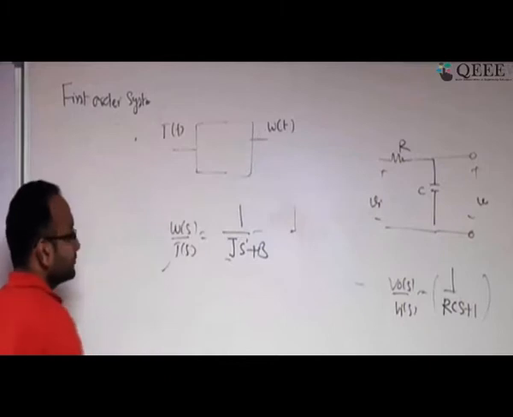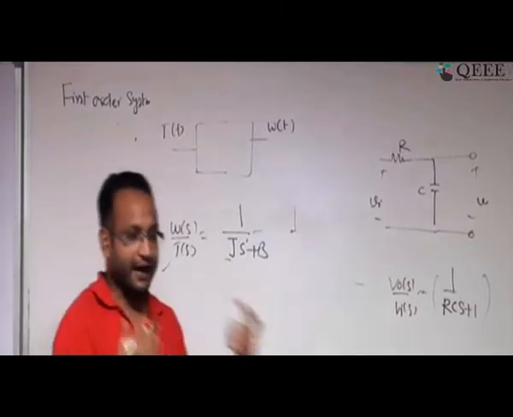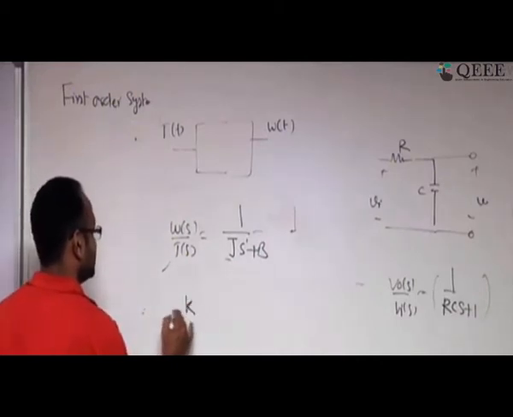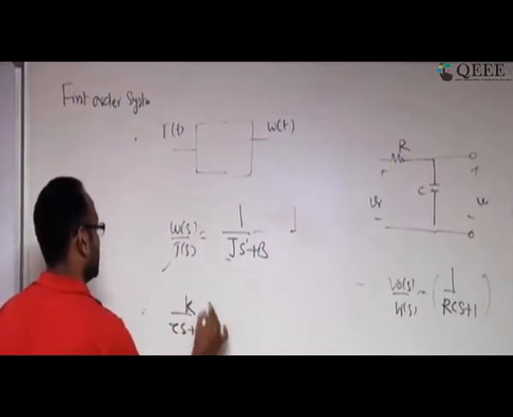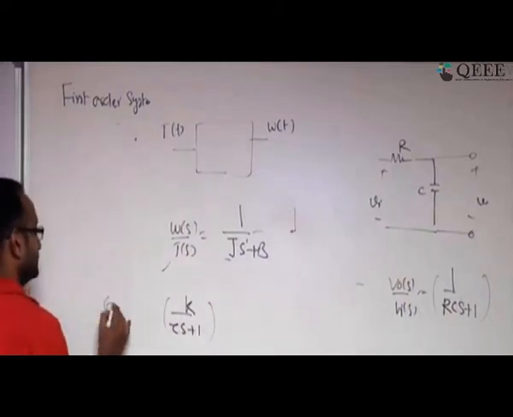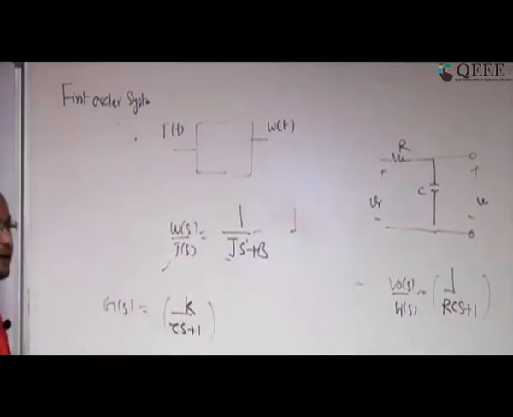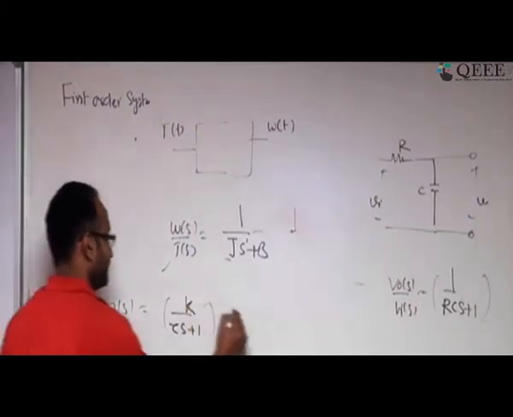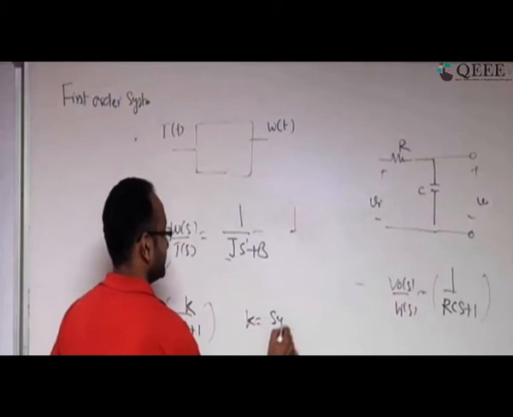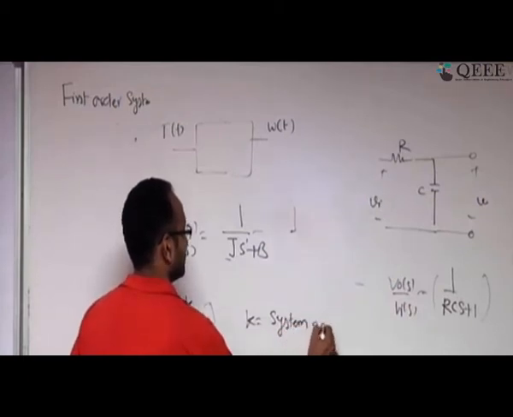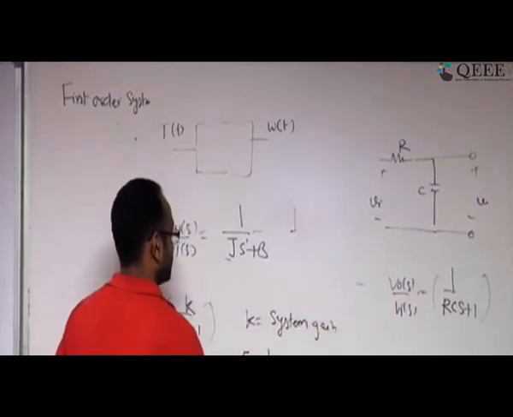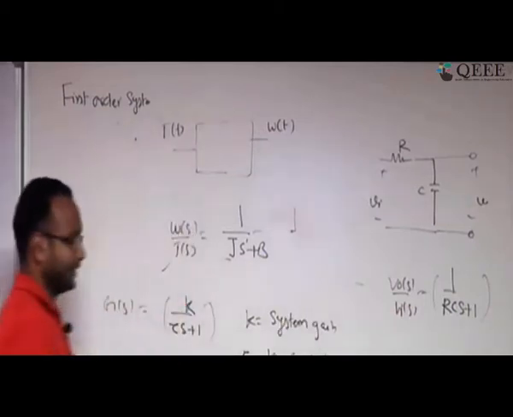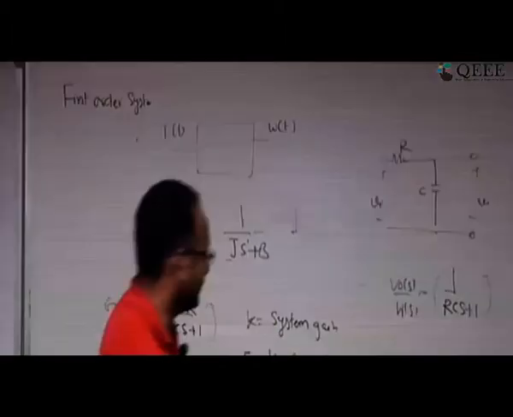Since my system could be mechanical, electrical, or hydraulic, we would like to write a generalized transfer function. This is a very general form of writing the transfer function of a system. This K is known as the system gain, and tau is known as the time constant. Okay, so this is what we have done.